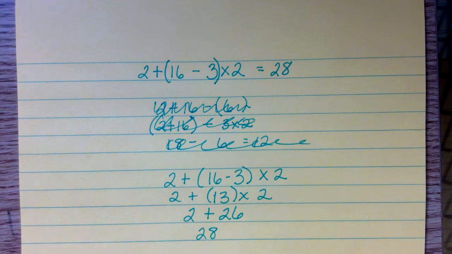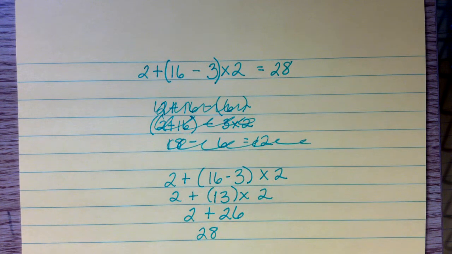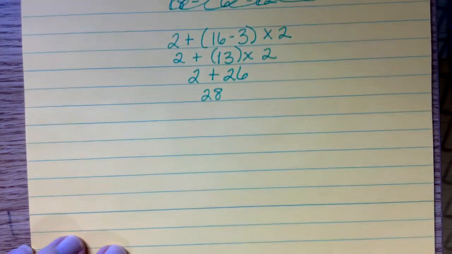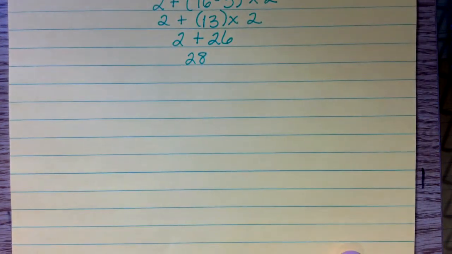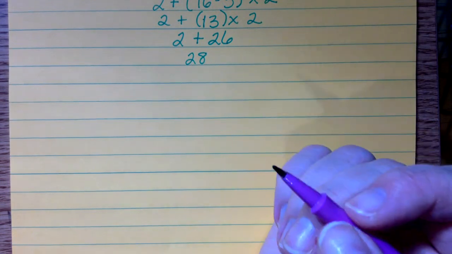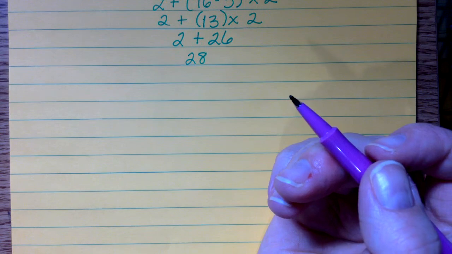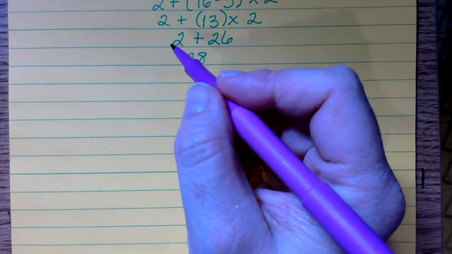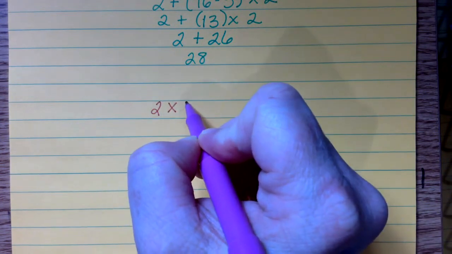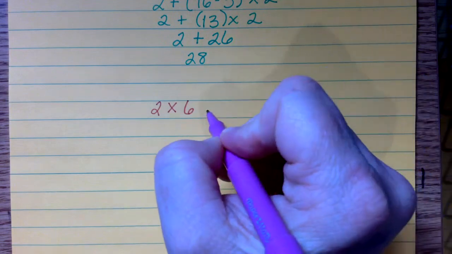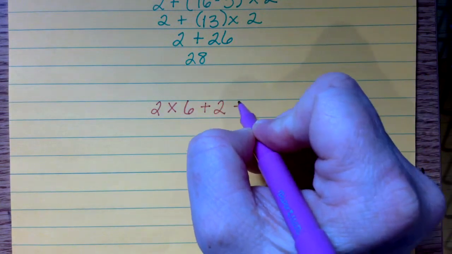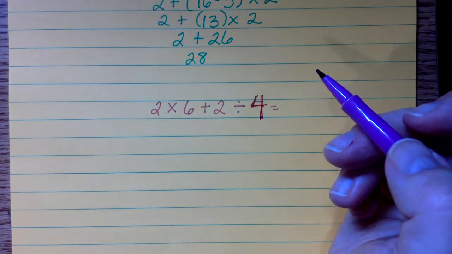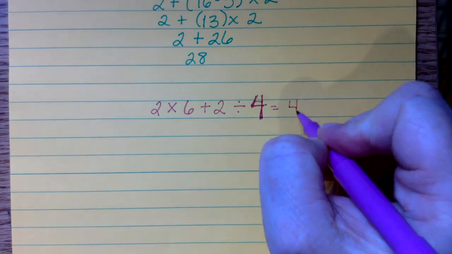Again, sometimes we have to try a couple different things until we get the right answer. So this is where you have to take what you already know about math, what you already know about GEMDAS, and you have to put those things into play to be able to solve the problem. For instance, you're going to be given something that may have many options. You may have 2 times 6 plus 2 divided by, and let's do equals 4.